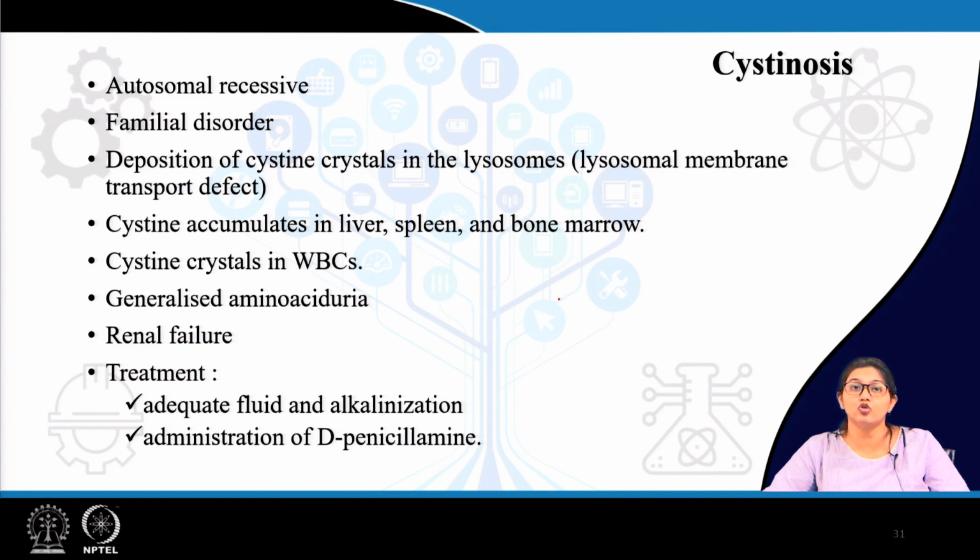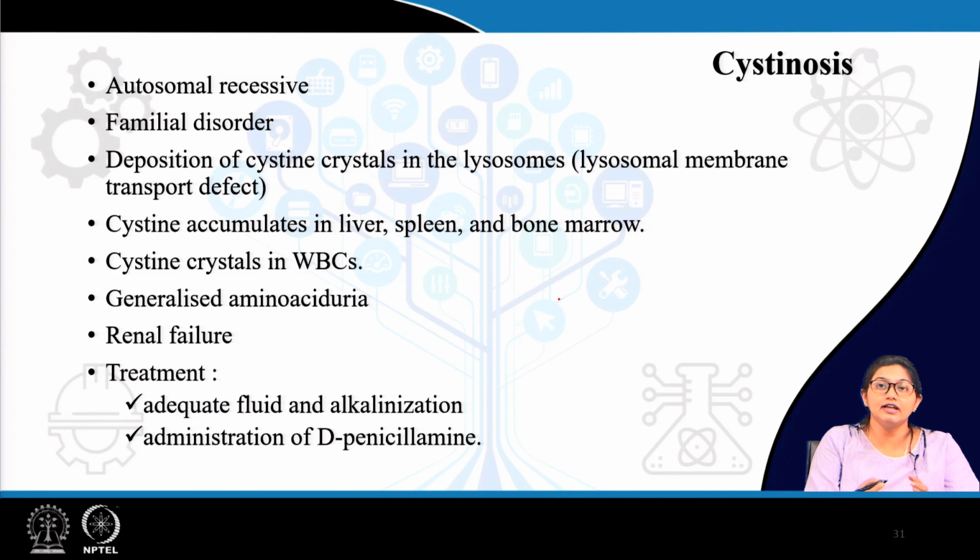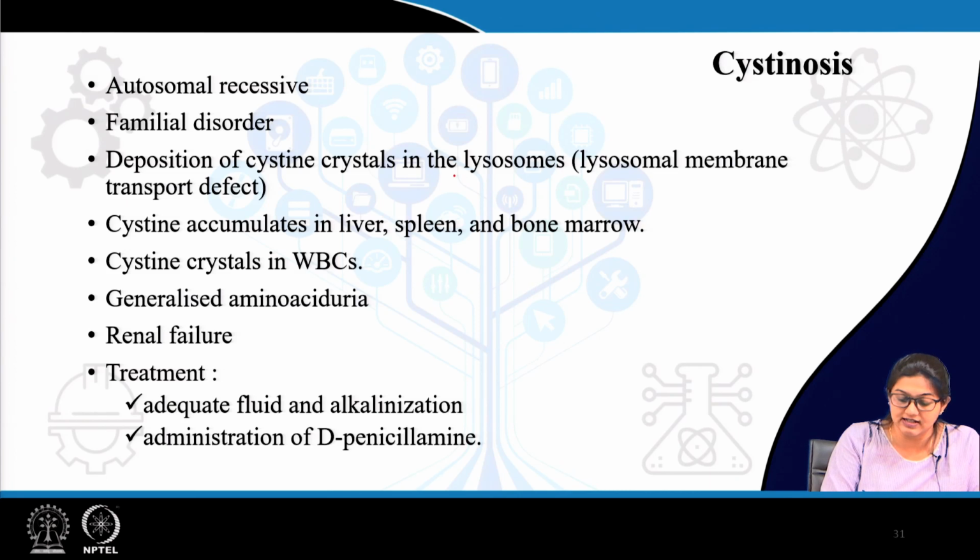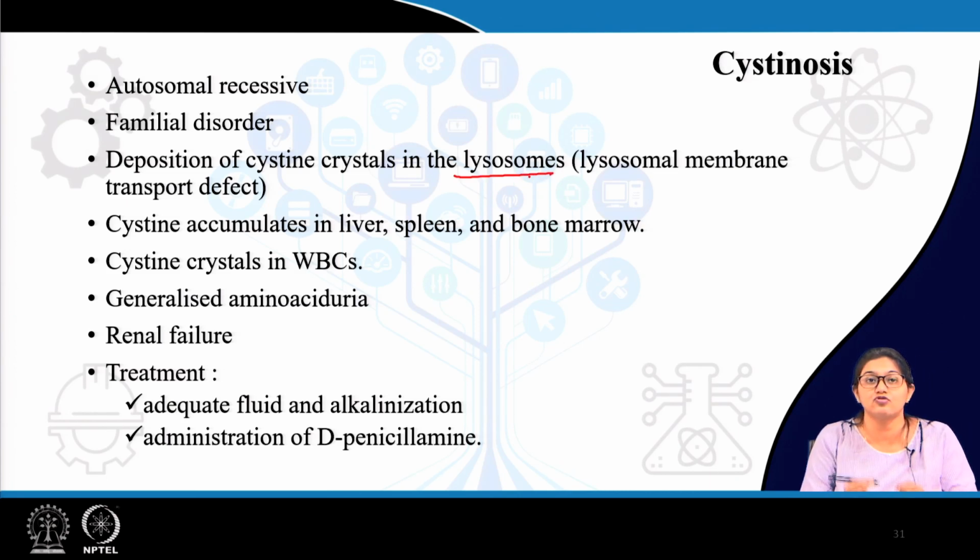Then cystinosis, this is of autosomal recessive variety of disease and also a familial disorder. So, in a family these genetic types of disease can be seen in the related members. So, cystinosis is basically accumulation of cystine crystals in different tissues. Mostly what is affected is lysosome, because the lysosomal membrane transporter is defective.